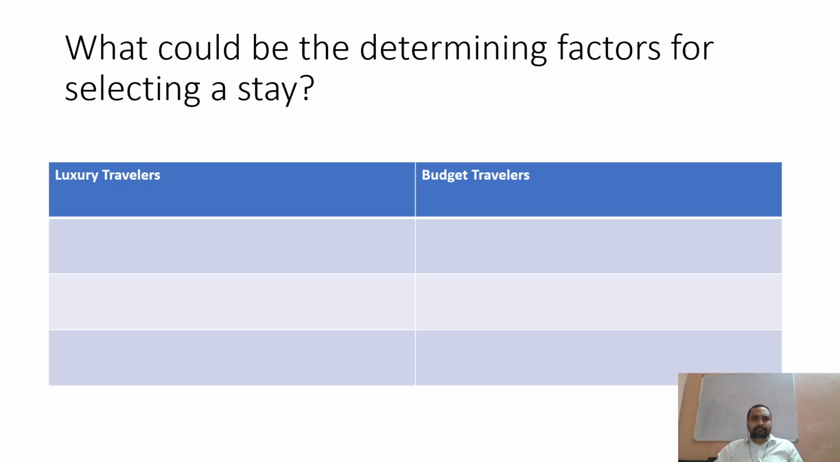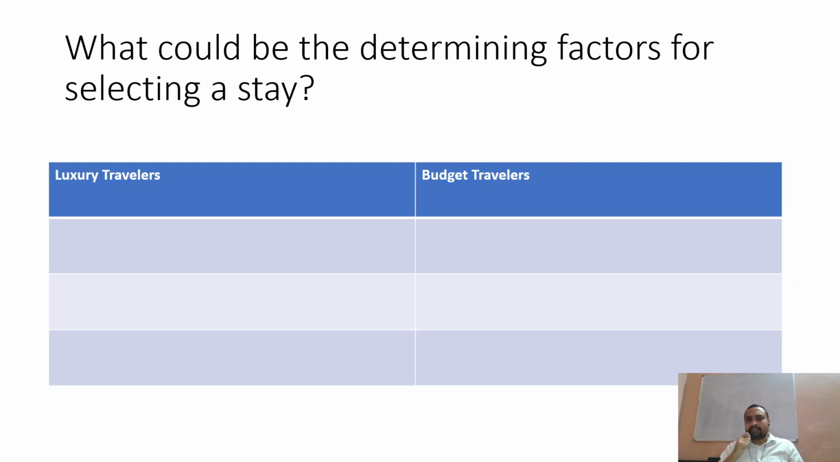Going ahead, just to take an example, what could be the determining factors for selecting a stay? I have selected two segments. One is for luxury travelers and one is for budget travelers. If I talk about the luxury travelers, it could be number one, comfort. Number two, the food. Number three, the amenities like the spa, gym, swimming pool, casino, clubs, right? So these are certain things that a luxury traveler would be looking for.